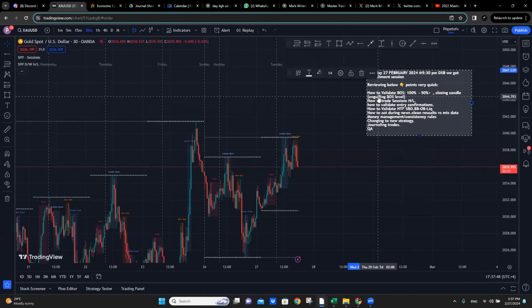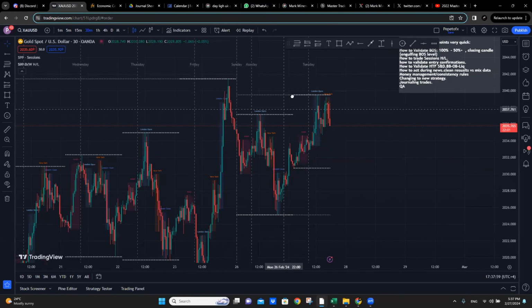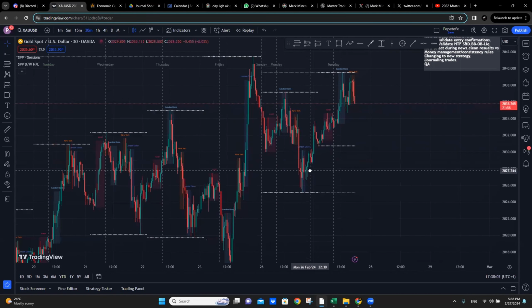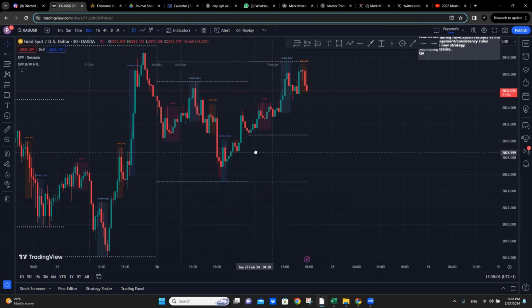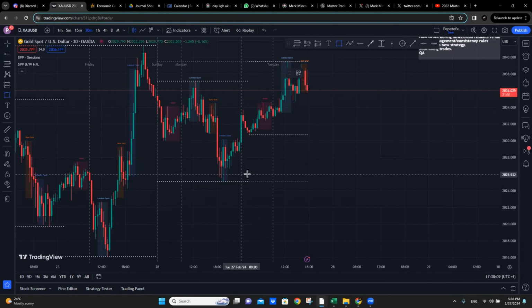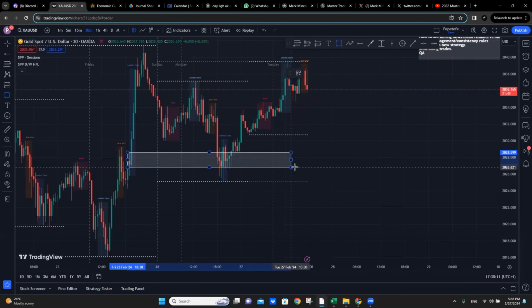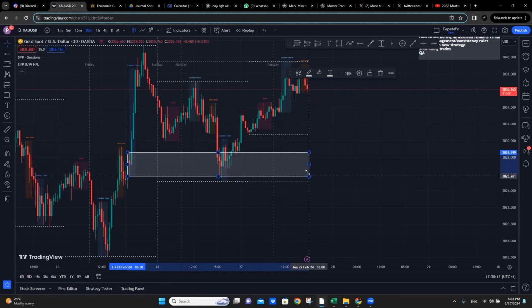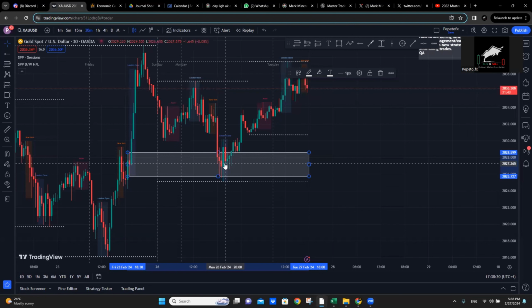Okay. Now, how to validate break-off structure? This is lower time frame entries confirmation. Okay. Let's go to yesterday scenario. Now, yesterday we had an important level here for taking buys. Now, we know, okay, this is a good level for taking buys.